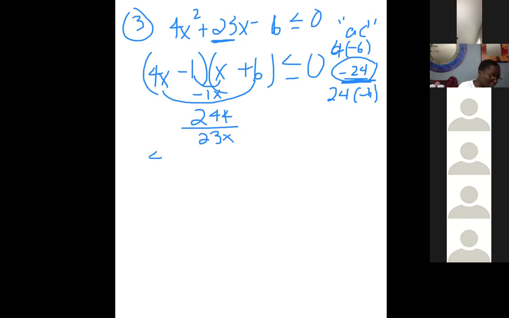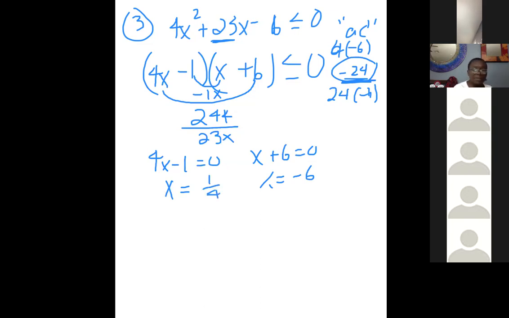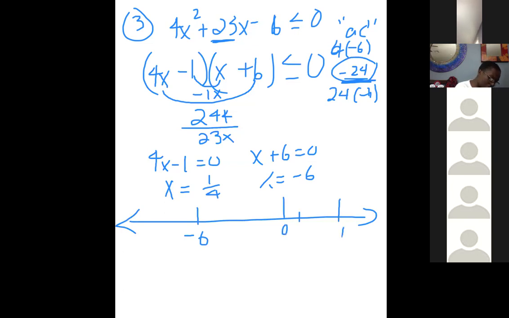Now you're going to take each factor, set it equal to 0, and solve so you can find your critical values. When you solve this one right here, you get a -6. And this one right here, 4x minus 1 equals 0, what would the value be for x? Anybody? 1/4. Very good, Ella. So guys, there's your two critical values. Now it's time to plot them on the number line. You got a -6, then you got a 1/4. 1/4 is about right there.